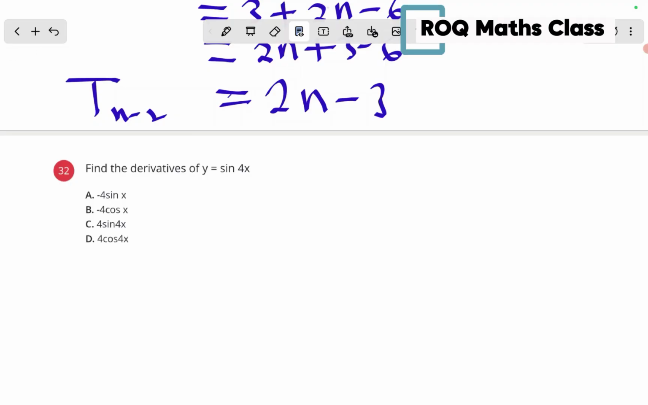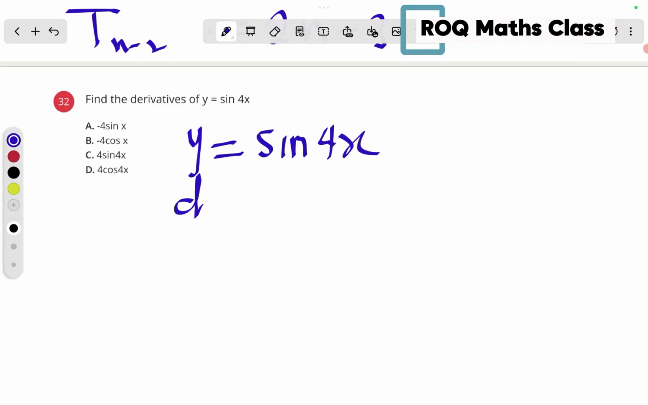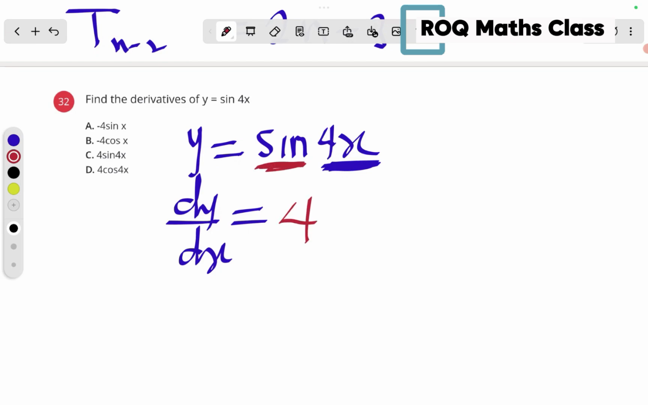Question 32. In this question 32, we have find the derivative of y equals sine 4x. Now, y equals sine 4x, dy over dx. I'm going to differentiate this 4x now. I'm going to have 4. I'll differentiate sine, I'm going to have cos. Then I'll have to write out this 4x back. So that is the derivative of sine 4x.